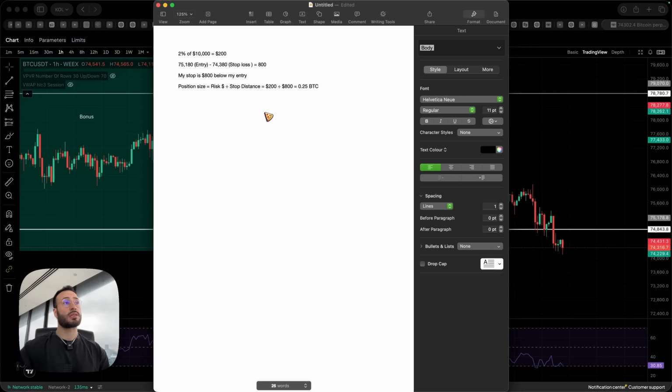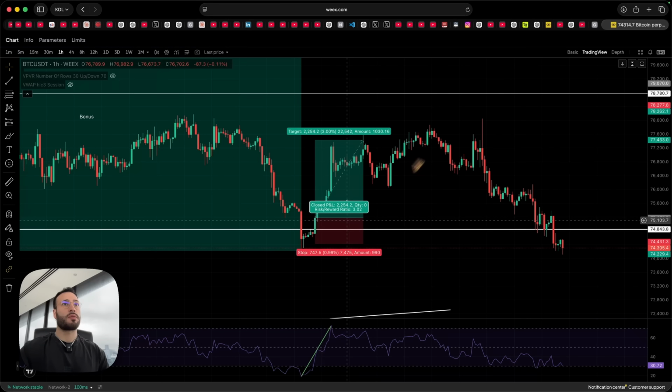Position sizing is still the same, we are now quite familiar. We are risking 2% of $10,000, which equals $200. Subtracting the entry and the stop loss equals an 800 stop distance, and dividing $200, which is the risk, by $800, the stop distance, equals 0.25 Bitcoin, which is our position size. If the stop is hit below the low, we lose $200. And if the target hits our take profit of 3%, we make $600.